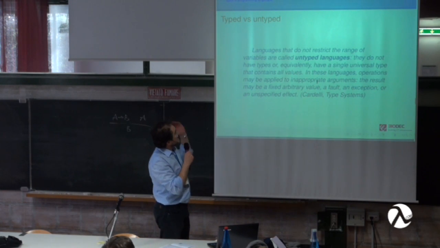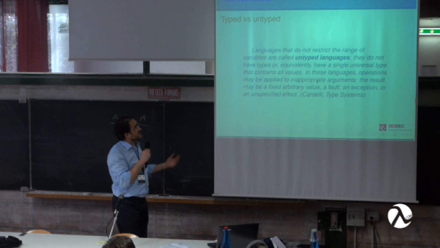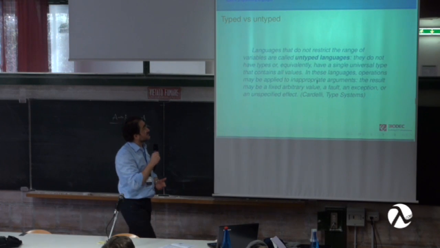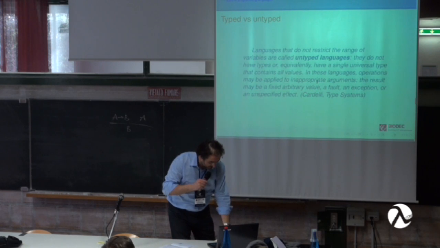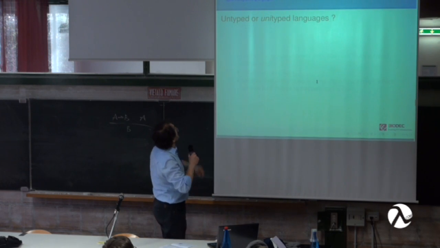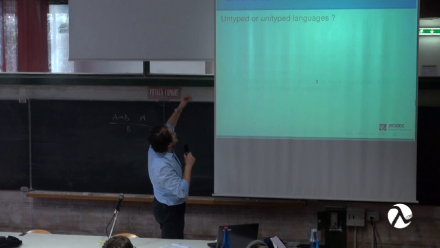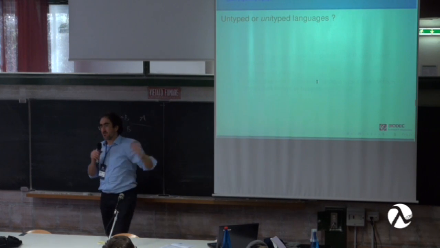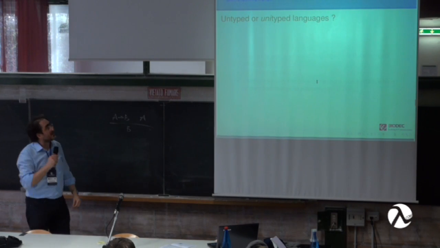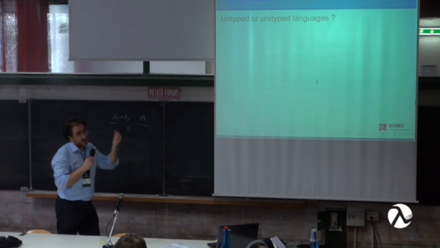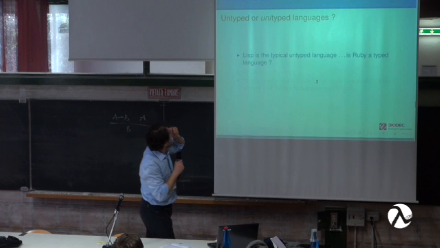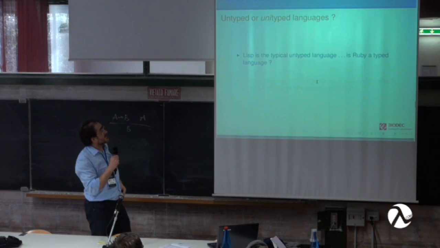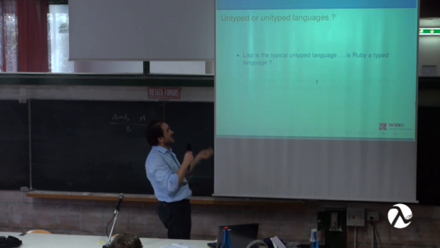In these languages, operations may be applied to inappropriate arguments, and so at runtime we get exceptions, faults, whenever. So untyped systems are really, that's a definition by Robert Harper, really unityped languages, because they have just one kind of type. Lisp is the typical untyped language. But now, let the flame begin.